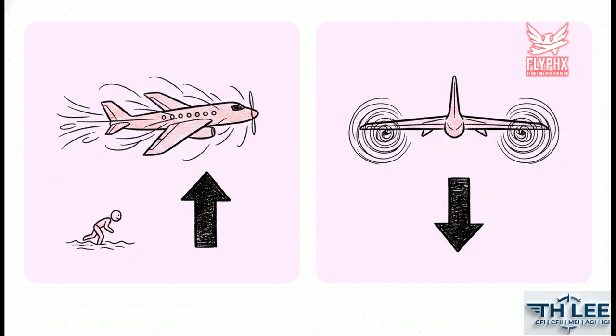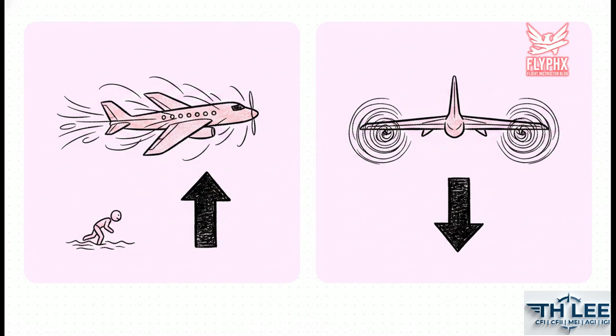Think of parasite drag like diving into a pool from a high diving board. The faster you hit the fluid, the more resistance you feel. On the flip side, we have induced drag. This is simply a byproduct of generating lift. The high pressure under the wing desperately tries to escape to the low pressure on top, so it curls around the wingtips, creating downward acting vortices.